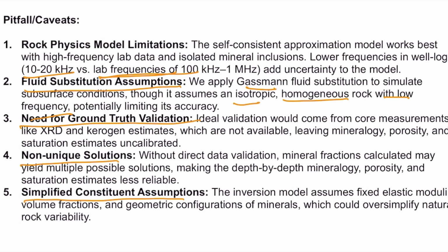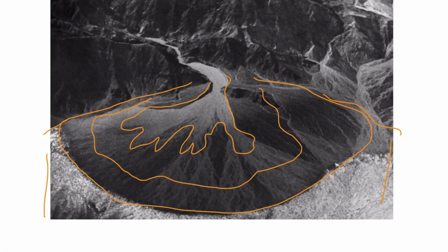The use of simplified constituent constants in the inversion model to know the volumetric fraction of the minerals also results in unreliable mineral estimation depth by depth. As for the implication of different phases in a mixed carbonate siliciclastic fan, we also expect different mineralogy composed of different phases, and that translates to different responses of elastic and petrophysical properties of the rocks in different parts of the fan itself.